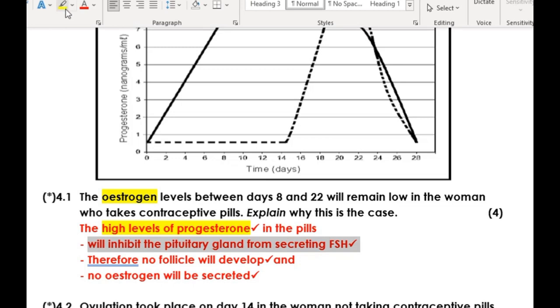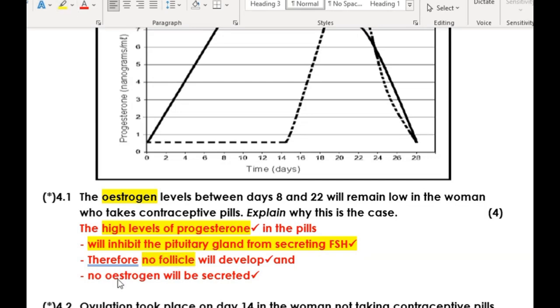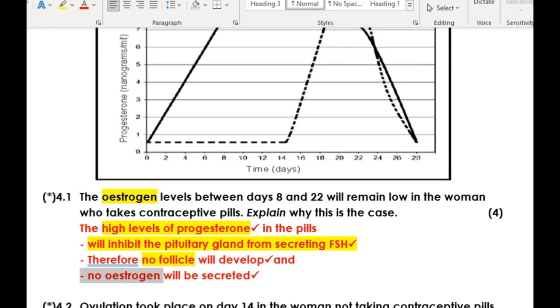And because there's no FSH, there is no follicle, okay? And because there's no follicle, there can't be any estrogen. So that's why I said, make this note for yourself. Progesterone inhibits estrogen. But the way it does it is that the progesterone inhibits FSH, and FSH can't make follicles, and because there are no follicles, there is no estrogen. Okay, so that's how you would answer that question over there.